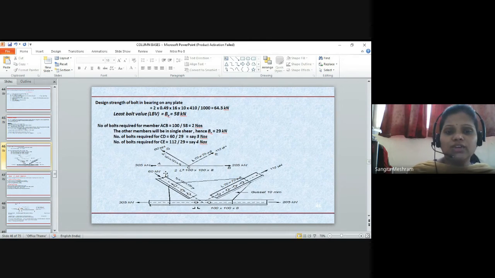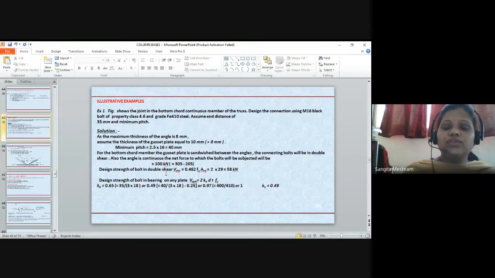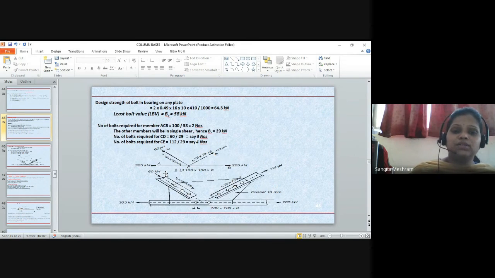Okay, and how will you find out the number of bolts? Load upon strength. So first you have to find out the strength of bolt in shear, and then the strength of bolt in bearing. दोनों में से जो minimum value रहेंगी, that will be the strength of the bolt. First we find the strength of bolt in shear and then in bearing, and the minimum value between these two will be the strength of that particular bolt. Okay, and the number of bolts will be found using the load. Load is already given in this.